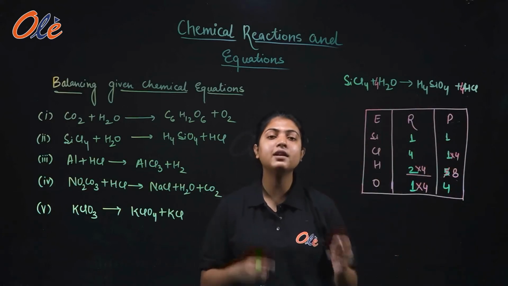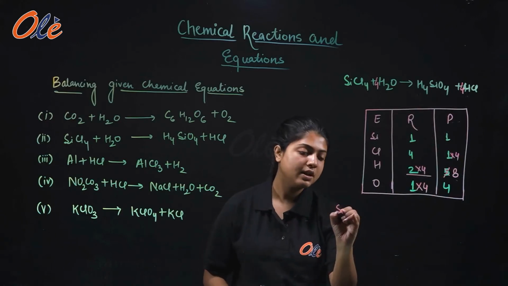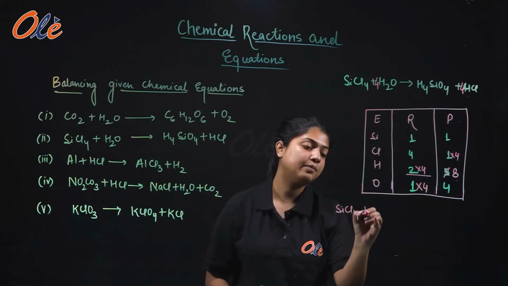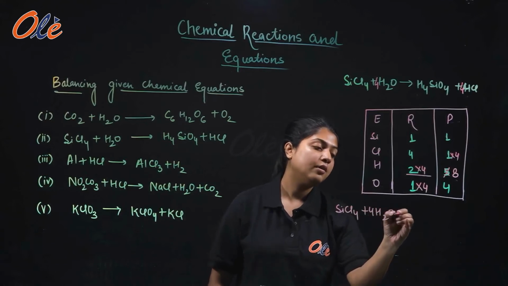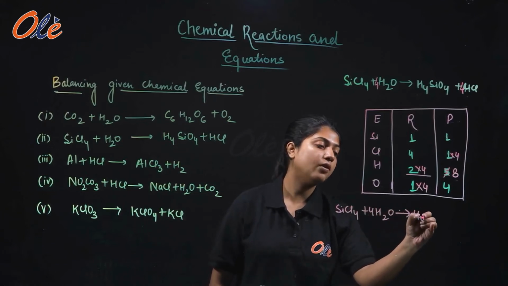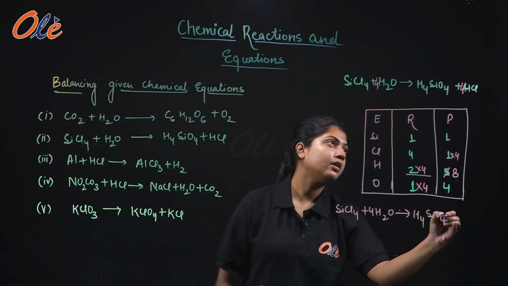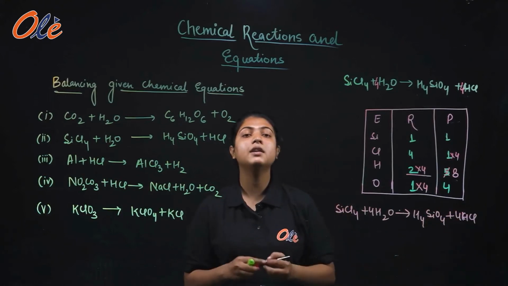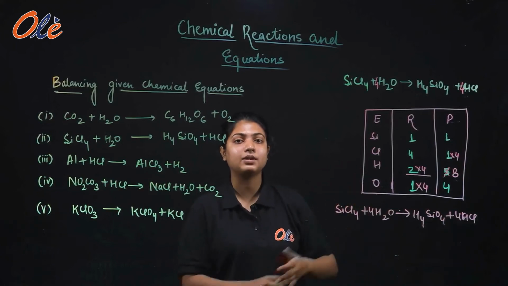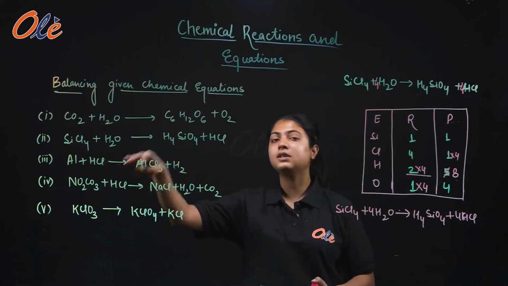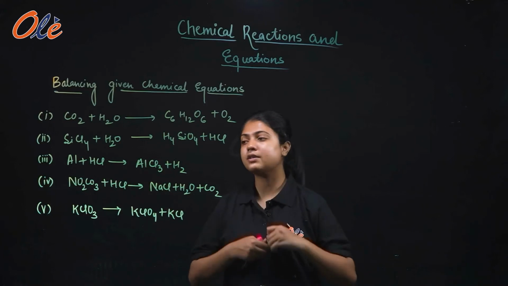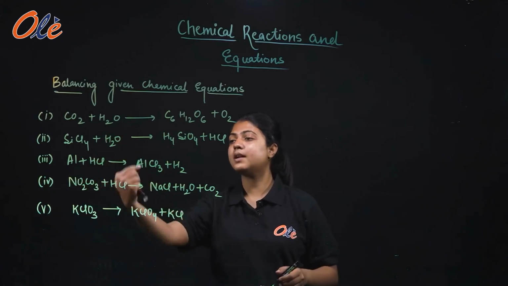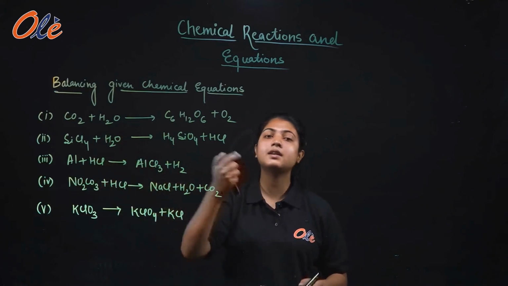So our final balanced equation is SiCl4 plus 4H2O gives out H4SiO4 plus 4HCl. This is our final balanced chemical equation. Now let us jump to the third equation. The third equation that is given to us is Al plus HCl, that gives out AlCl3 plus H2.